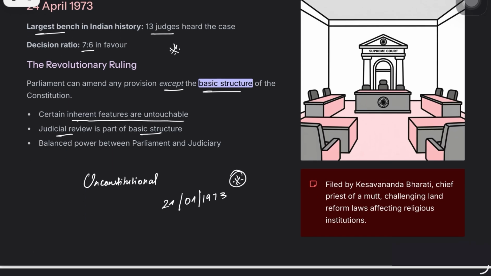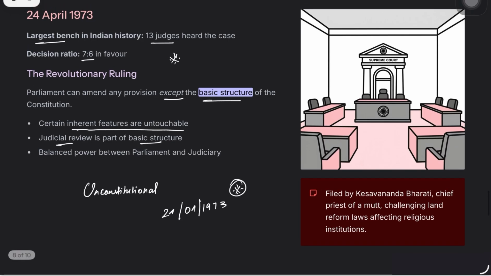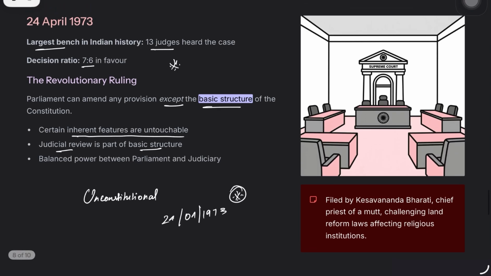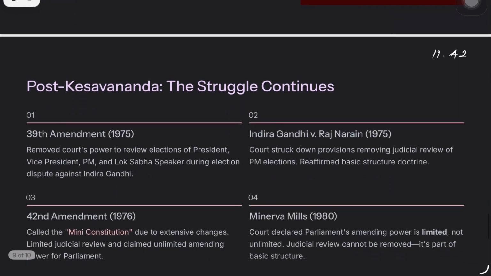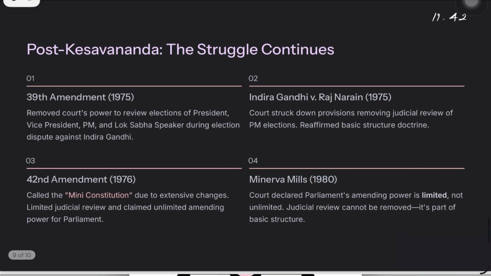Now the doctrine of basic structure was created and things were going smoothly, but after a while elections started kicking in. A case was filed against the then Prime Minister Indira Gandhi for carrying out electoral malpractices. While this case was being heard, the government passed another amendment called the 39th Constitutional Amendment Act 1975. This 39th Amendment was deliberately rolled out to snatch the powers of the court to review matters regarding elections of the President, Vice President, Prime Minister, and the Speaker of the Lok Sabha.